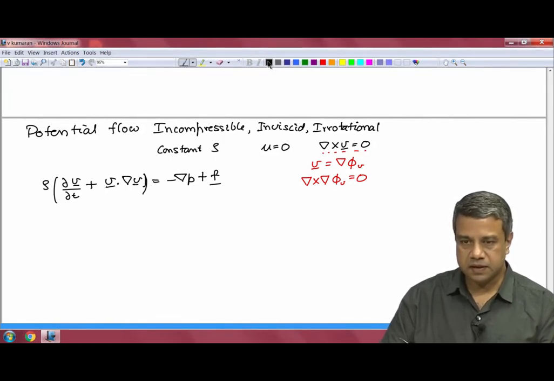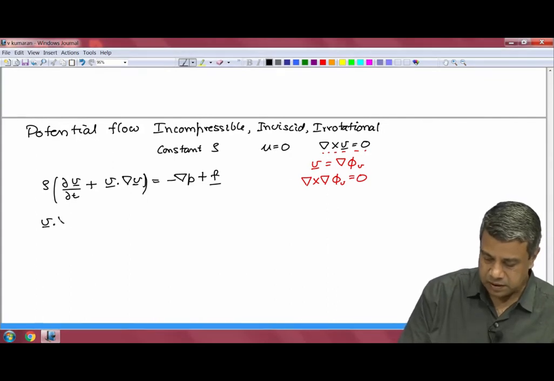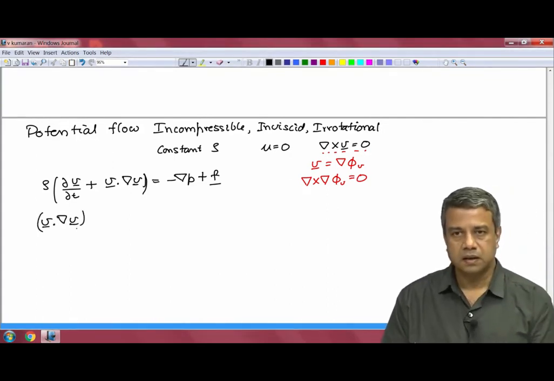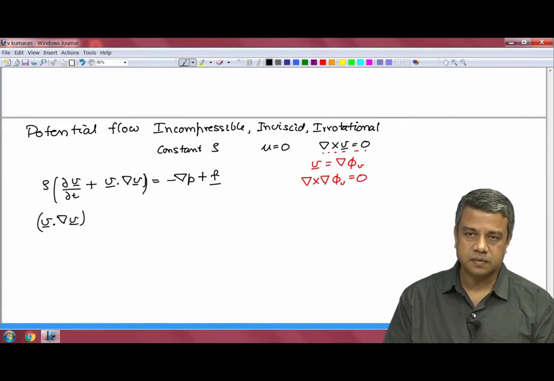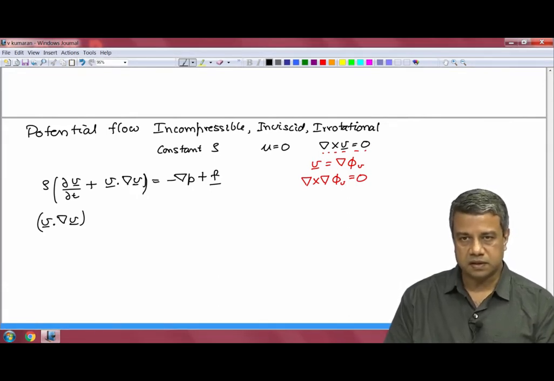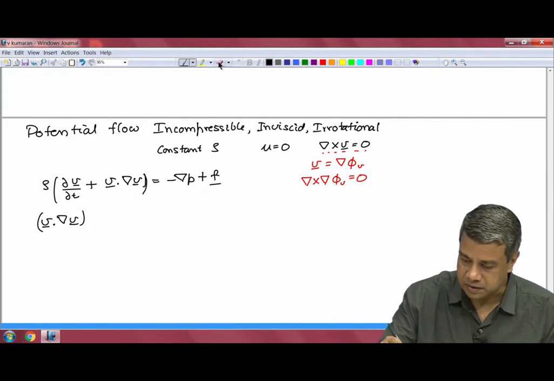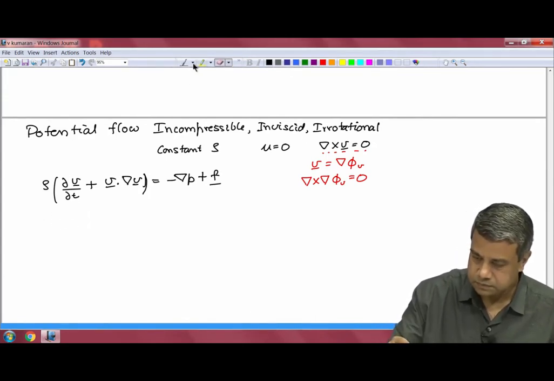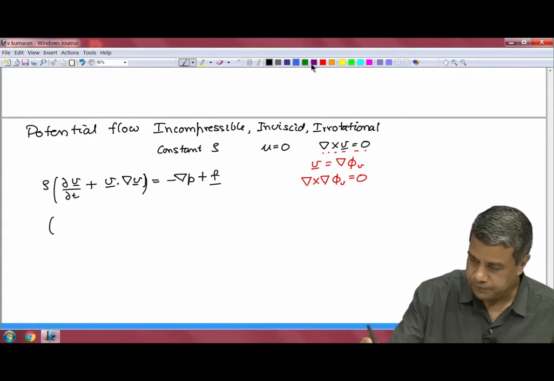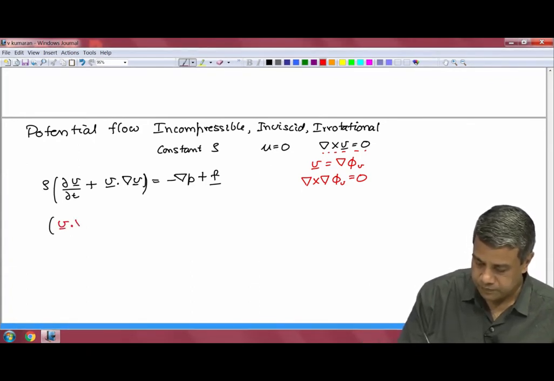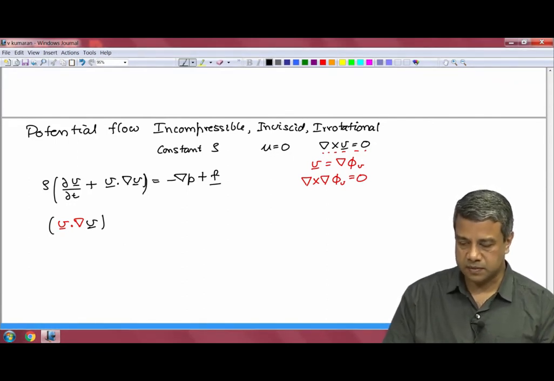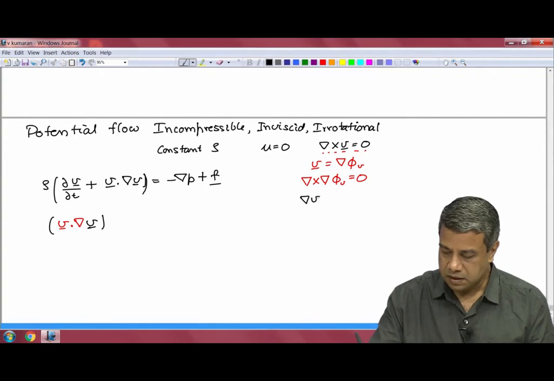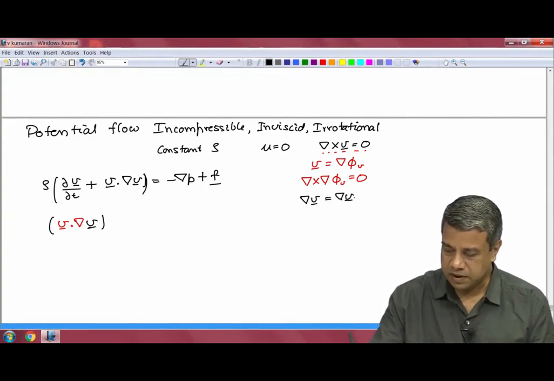And if you look at this term, V dot grad V, if it is irrotational, the velocity gradient tensor is symmetric. The velocity gradient tensor is symmetric, the rate of deformation tensor is symmetric. What that means is that grad V is equal to grad V transpose.